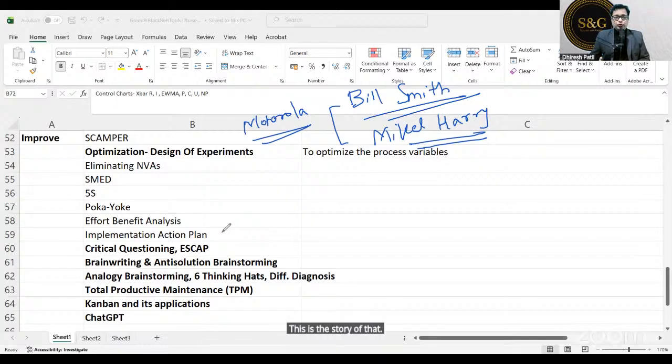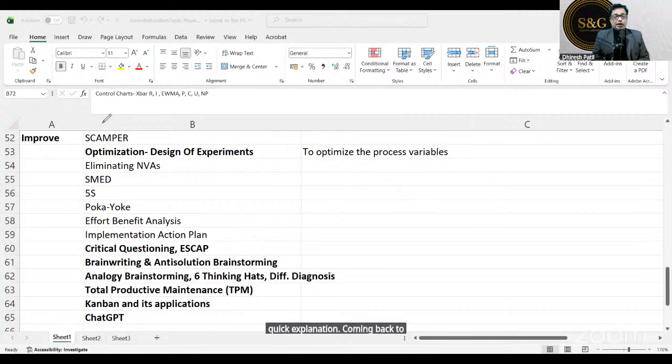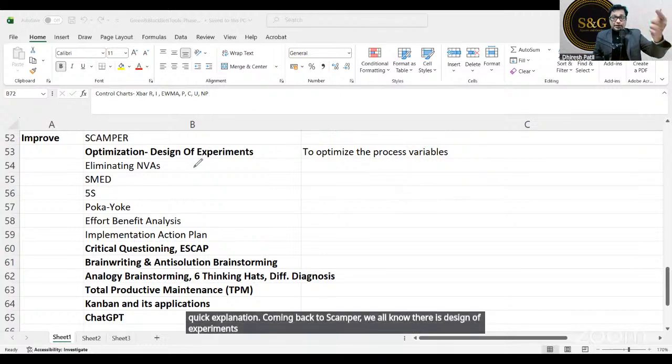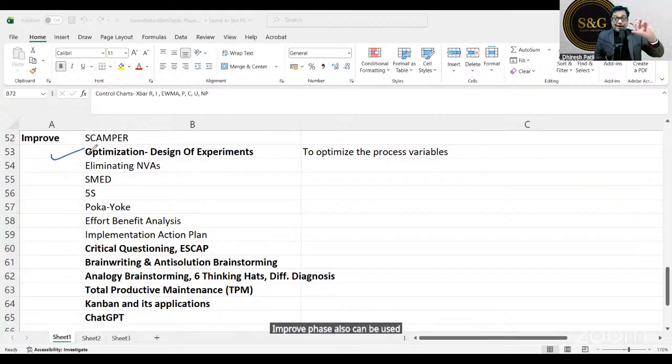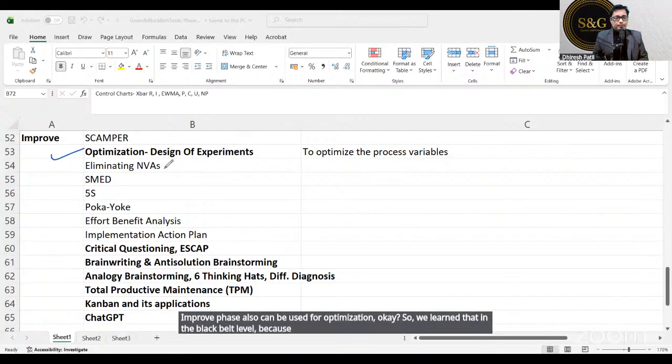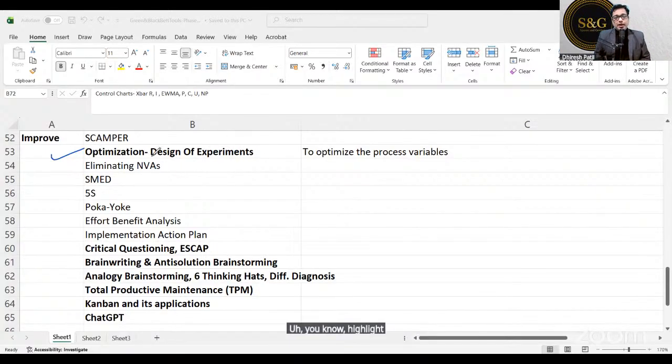Anyway, this is just a quick explanation. Coming back to SCAMPER, we all know there is design of experiments we have learned in the analysis phase. Improve phase also can be used for optimization. We learn that at the black belt level. Then there are some lean tools like NVA, non-value added elimination, SMED, single minute exchange of dies, 5S, Poka-yoke, effort benefit.